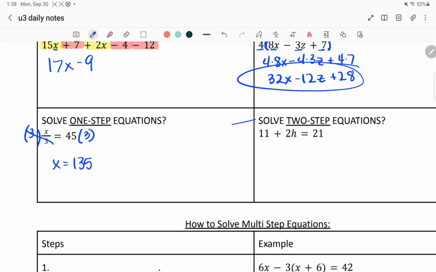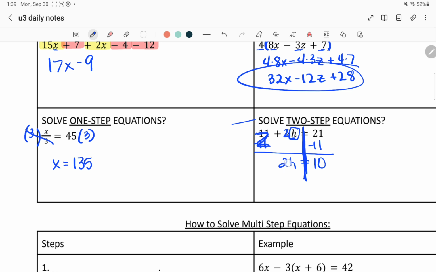Now let's one-up ourselves. That was one-step equation solving. Two-step equations. Okay, I need to get rid of what's furthest away from the h first. So everything on this side of the equal sign, everything on this side of my line, needs to move away. It is easiest always to get rid of what's furthest away first. So I'm going to subtract the 11 from both sides. 11 minus 11 is 0. So that's what the zero is for. It goes away. I'm left with 2h equals 10.